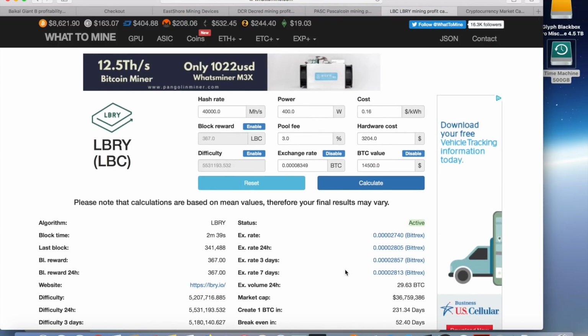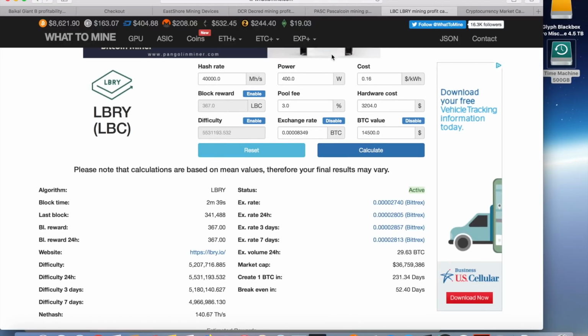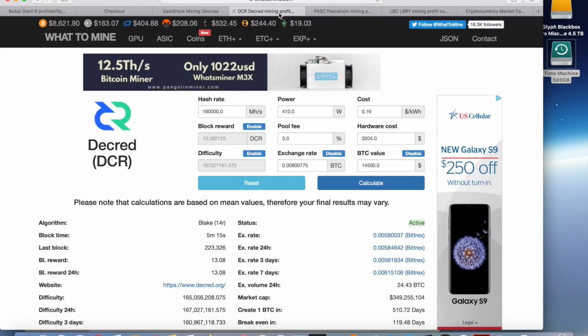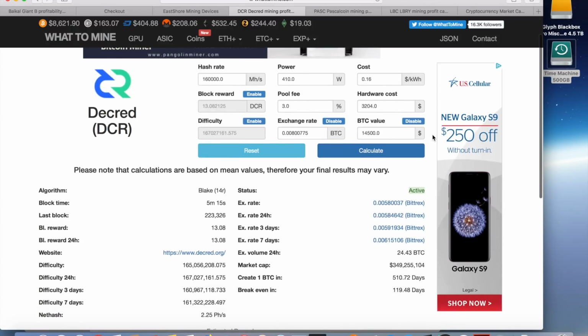This is the difference of a bull run. And in my honest opinion, I think Library Credits and PascalCoin fare a lot better, because Decred right now, the difficulty on the network is just through the roof. So it's not going to fare as well, especially with all these other units coming out, or these units that have already been out. So that's what I'm considering.